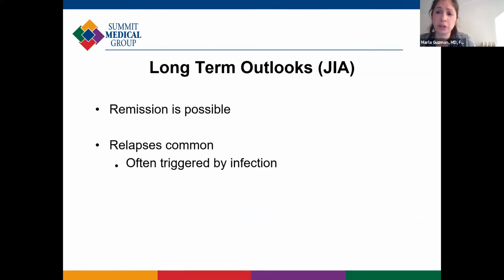So in terms of long-term outlook, remission is definitely possible. Some children may have resolution of their JIA prior to the onset of adulthood. Some may go on to develop arthritis as adults. Every child is very different. Relapses are common, and they're often triggered by viral infections. This tends to be quite common.